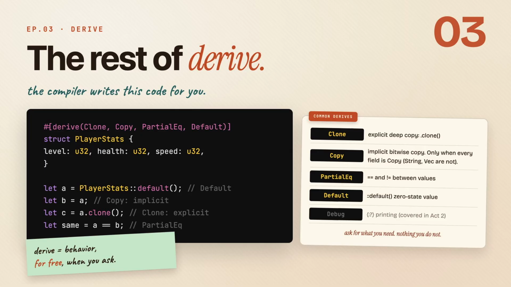PartialEq gives you double equals. You can write a == b between two PlayerStates, and the compiler compares field by field. Default gives you PlayerState::default, a fresh value with every field in its zero state. Useful for initial state, useful for testing. And it's more like you ask for what you need, nothing you do not. Every line of derive earns its place completely.